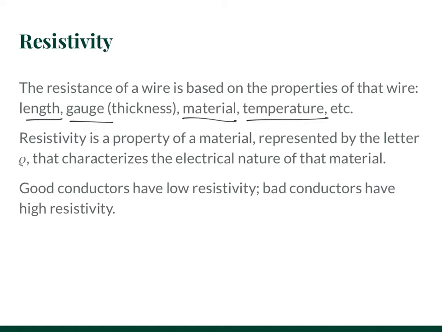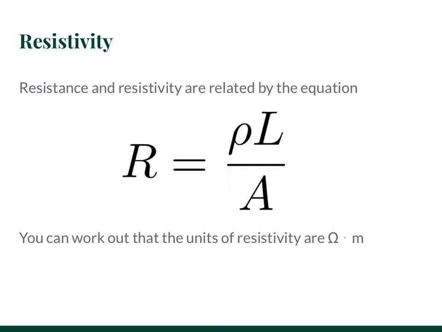Anyway, good conductors have low resistivity and bad conductors have high resistivity, which makes sense because you would expect something that conducts electricity not to resist that conduction a whole lot. And something that doesn't conduct would have a high resistivity because it does resist the flow of electricity a lot.